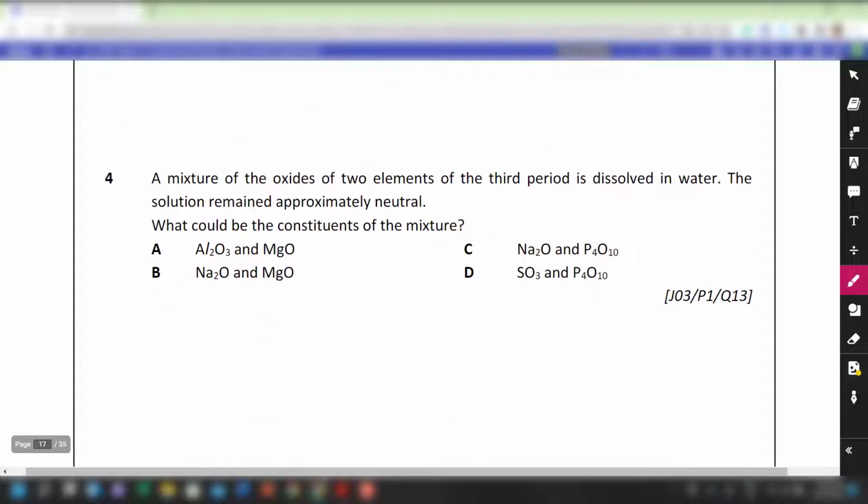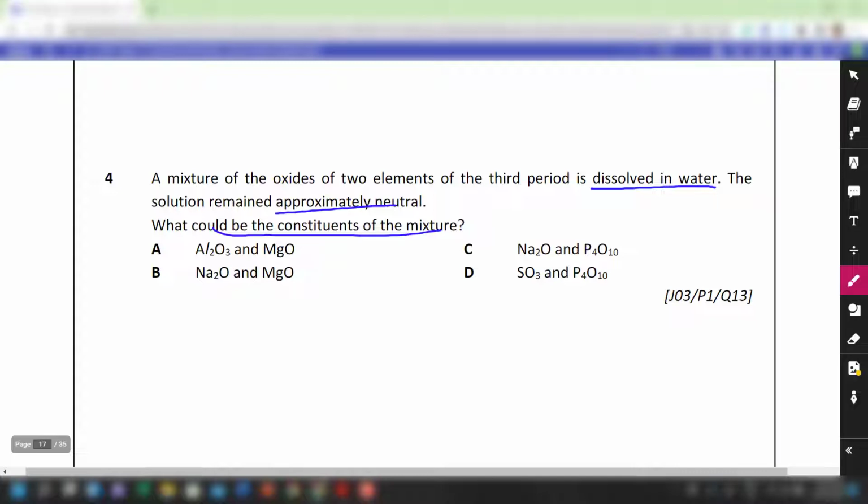Question 4. A mixture of the oxides of 2 elements of the third period is dissolved in water. The solution remains approximately neutral. So that means that when the 2 oxides dissolve, there could be some form of acid-base neutralization reaction. Sometimes questions can be this interesting. So what could be the constituents of the mixture?